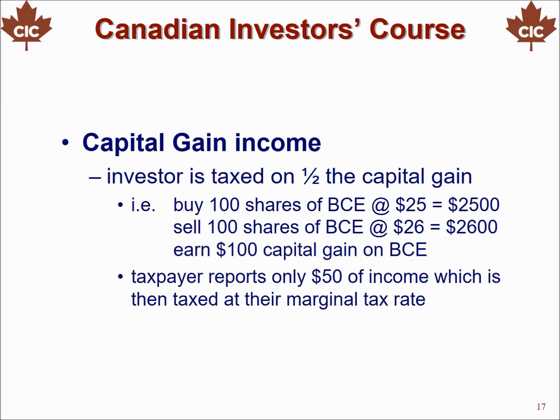So for example, if we were to buy 100 shares of BC at $25, which makes a $2,500 purchase, and we sold those shares at $26, giving a result of $2,600, we'd earn a $100 capital gain, and as a taxpayer, we would only report 50% of that gain as income, which would then be taxed at our marginal rate for that year.